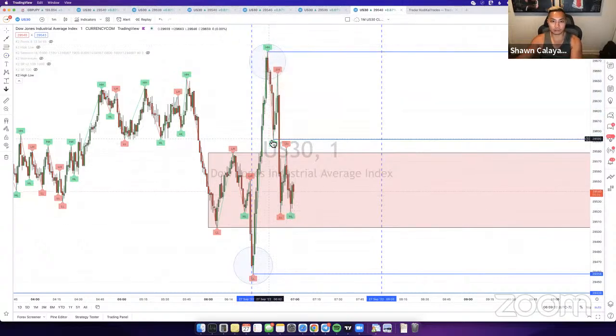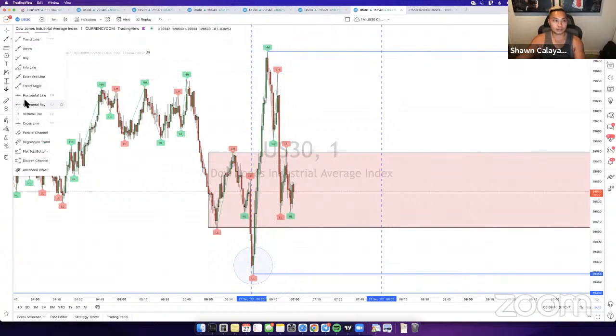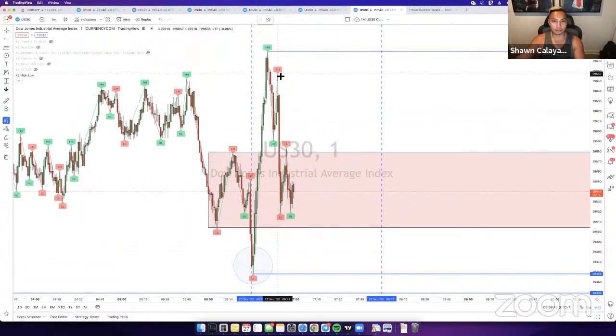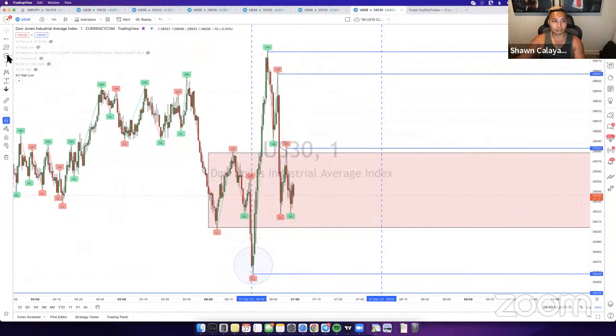So if I delete this right here and just clean it up a little bit, you guys can see that price literally went nowhere today. It faked out both ways, and then it came right back down. Faked out right here, faked out right here, and then it's right back to where it was originally. It's like price never went anywhere.